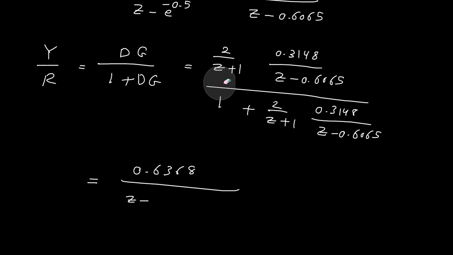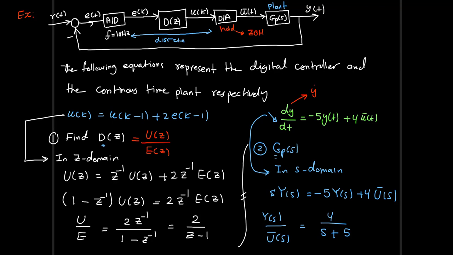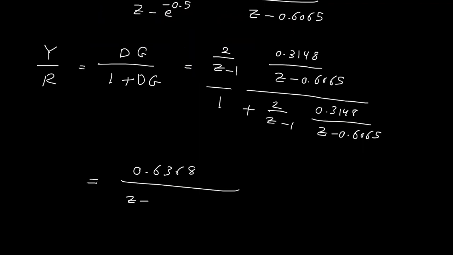Sorry, this one is minus 1, minus 1. Let's see it. Yeah, 2 over z minus 1. Sorry for that. So this will be z minus 1 multiplied by z minus 0.6065 plus 0.6368.